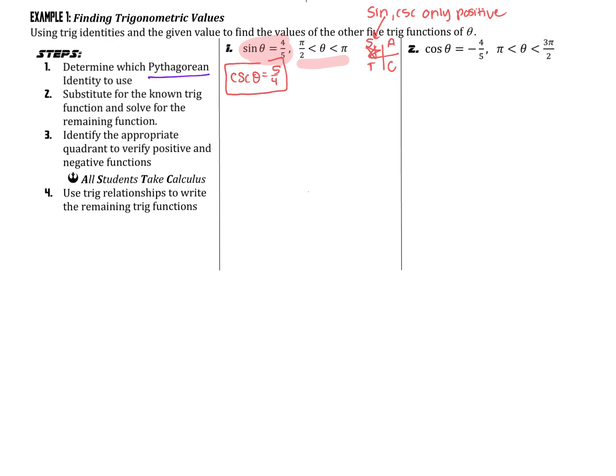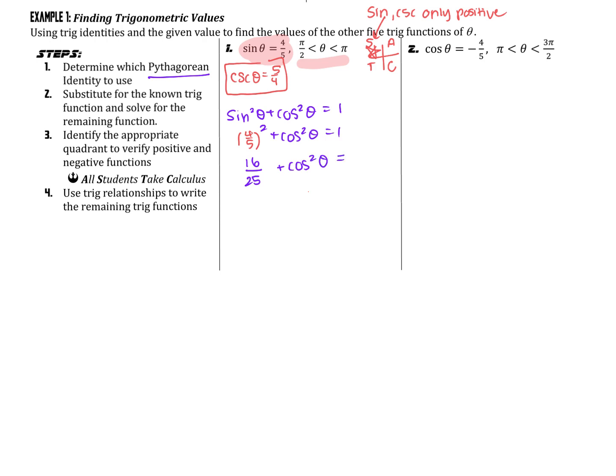So now what Pythagorean identity involves sine? Sine squared plus cosine squared equals 1. So let's plug in what we know. We know that sine is 4 over 5. So 4 over 5 squared plus cosine squared equals 1. If I square that, I'm going to get 16 over 25.